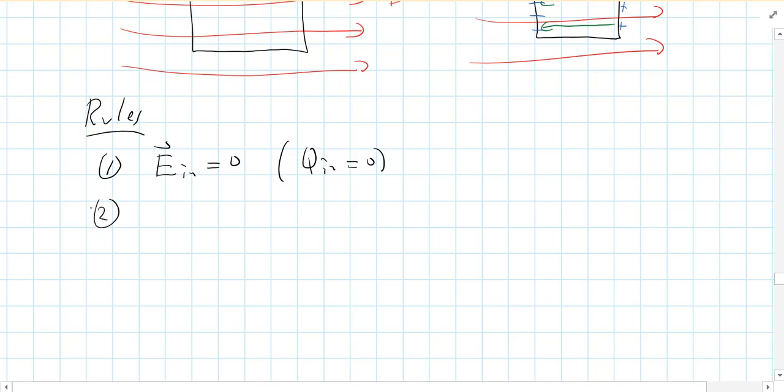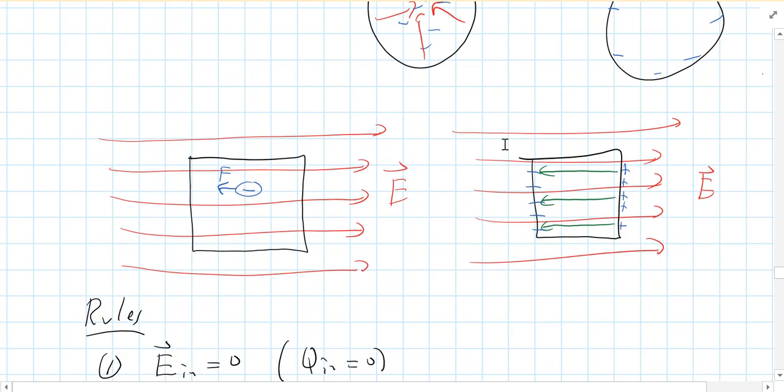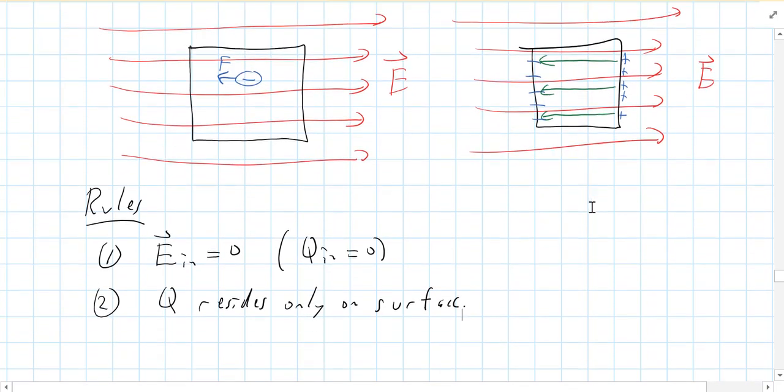Rule number two, if there is any net charge, we'll call that Q, it resides only on the surface. So if you look back at our two examples here, we end up with charge on the surface there, and we end up with charge on the left and right surface there, but nowhere else, okay?